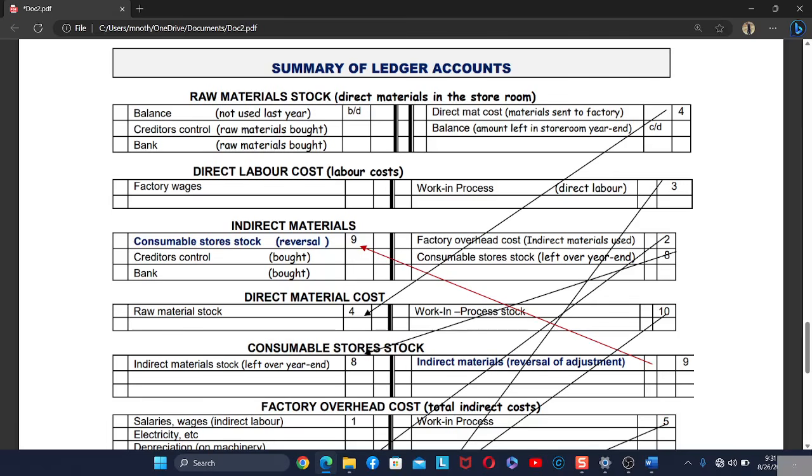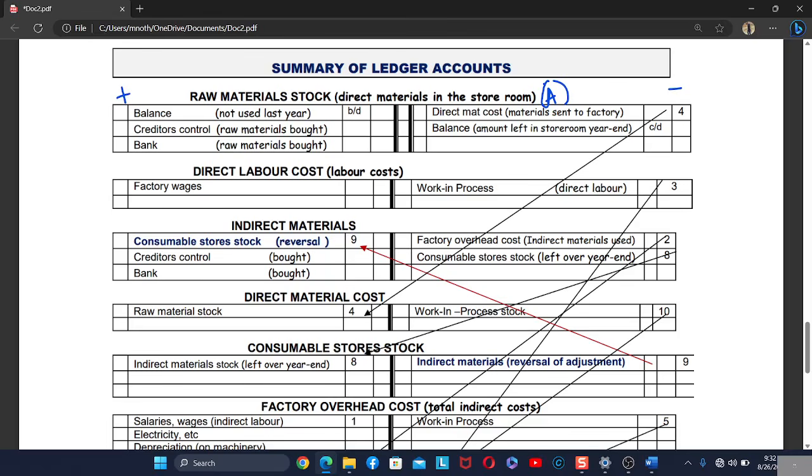The first one is the raw material stock. So this is a direct material in the storeroom, right? So obviously, if we have direct material in the storeroom, we can regard this as a trading stock of the business. So therefore, this is an asset account. Raw material stock, this is an asset account. So it increases on the debit side and decreases on the credit side, right?